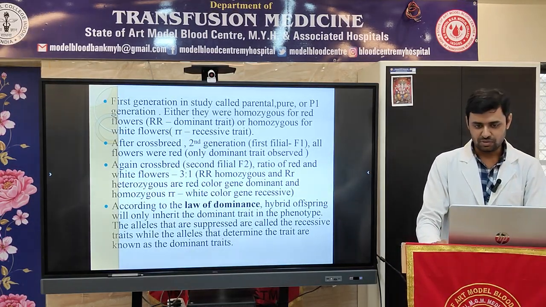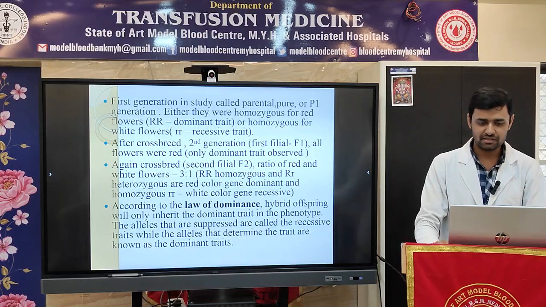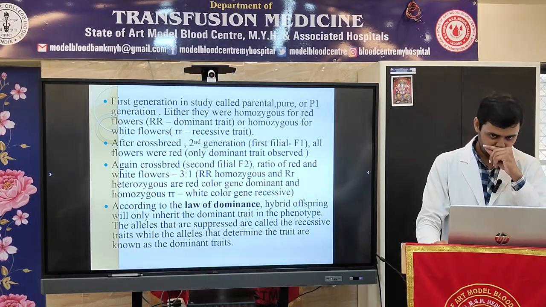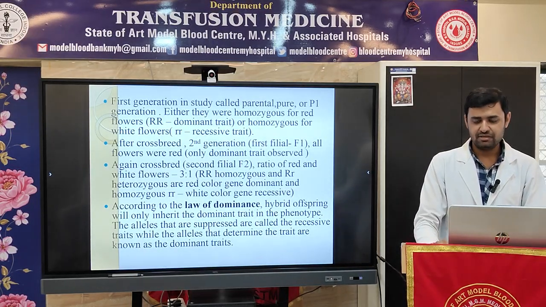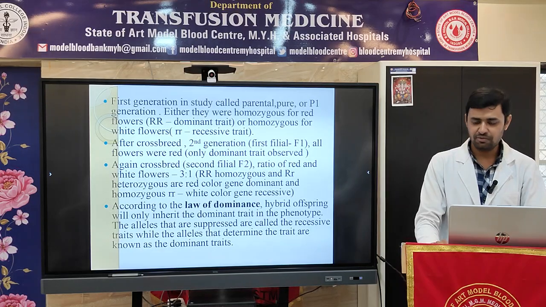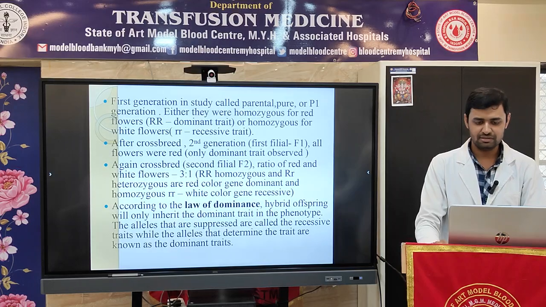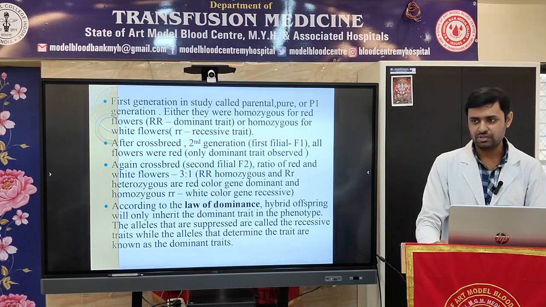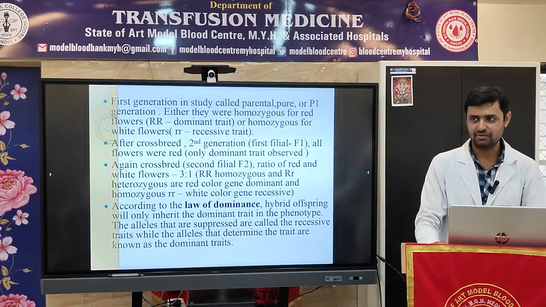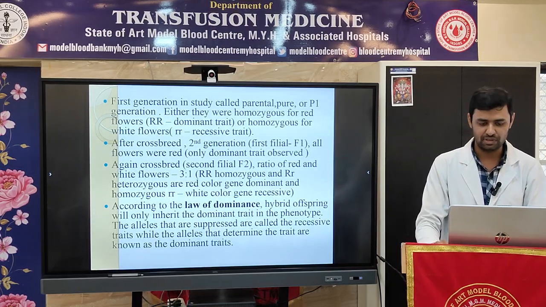In that experiment, he took the first generation as pure parental, and we call it the P1 generation. They were either homozygous capital R, the dominant trait, or white flowers, small r, the recessive trait. In the first generation, which we call the first filial generation, all flowers were red. But after crossbreeding, in the second filial generation F2, he found three flowers were red and one flower was white, because only homozygous small r will produce white. Otherwise, either capital R capital R or capital R small r will produce red only.